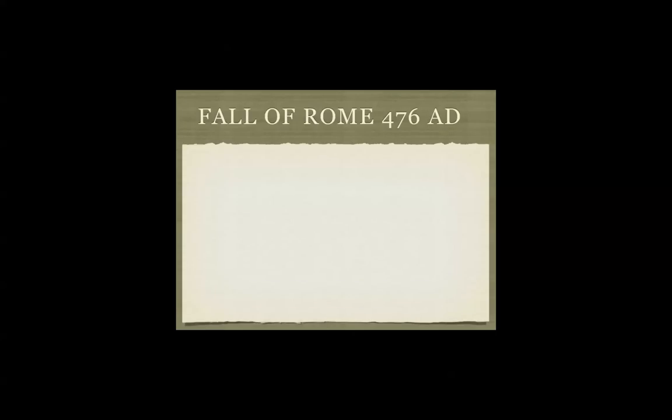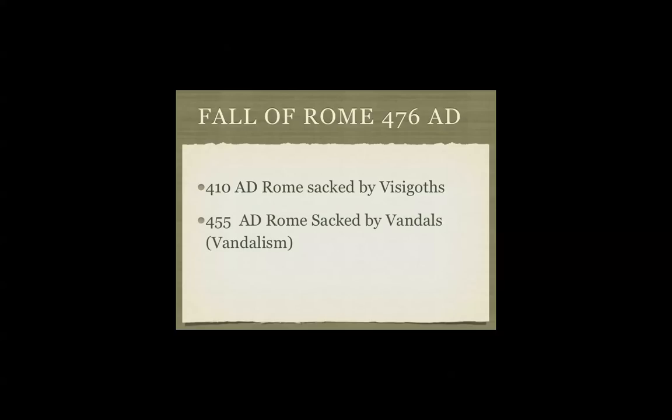The fall of Rome came finally in 476, and it came after several different sackings of Rome. And when you sack some city, you pillage or loot or take all the valuable stuff. Rome was sacked by the Visigoths in 410, again by the Vandals in 455, and then finally destroyed pretty thoroughly in 476 by the Ostrogoths.